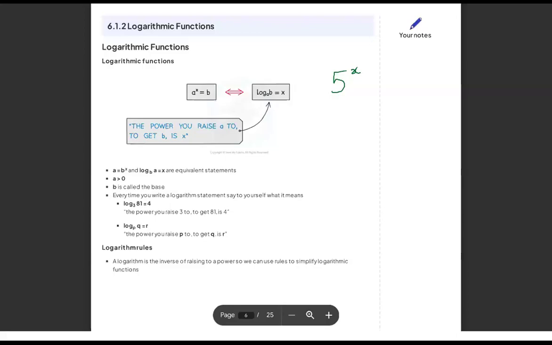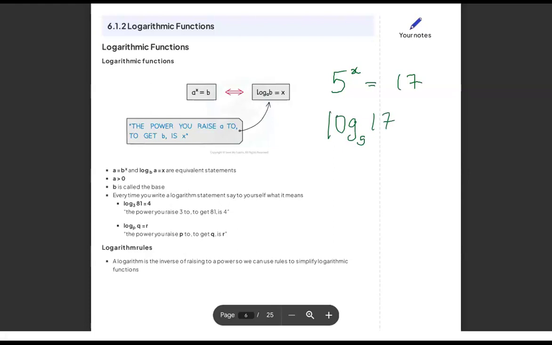So if you say 5^x equals 17 and you are asked to solve this, you put on log base 5 of 17. You put it on the calculator, and then you're going to get what x is.